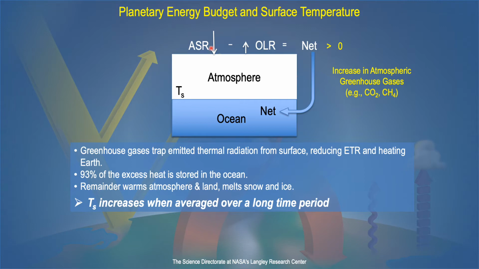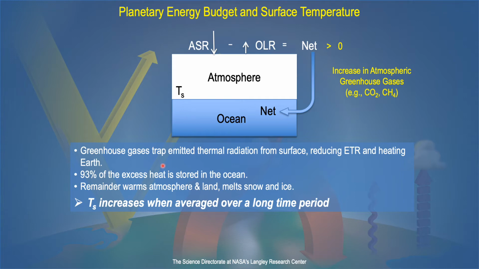You have a difference. So in the example where you increase atmospheric gases, what happens is the infrared radiation to space decreases, whereas the absorbed solar radiation doesn't change very much. And so you have a positive imbalance. The net is greater than zero. In effect, you're adding heat to the system.